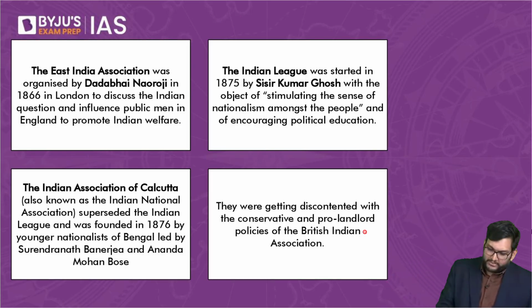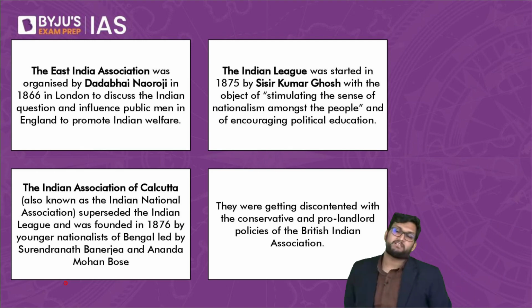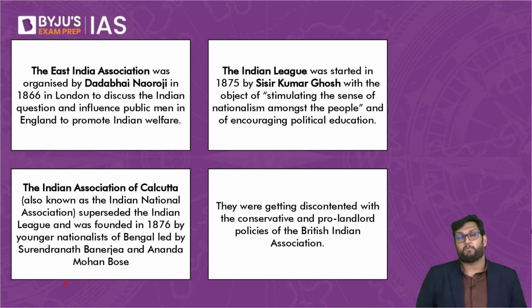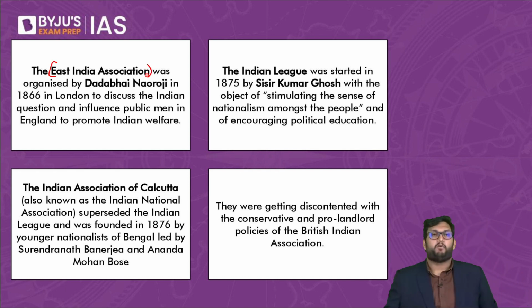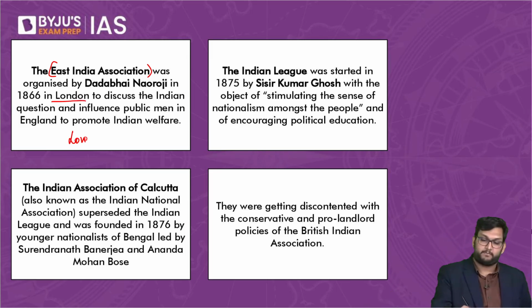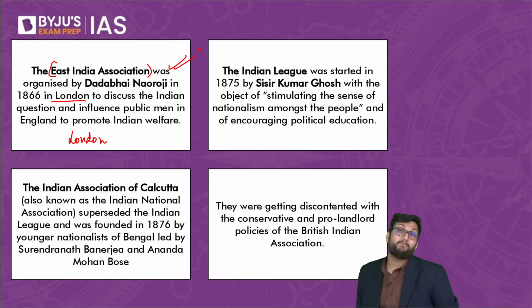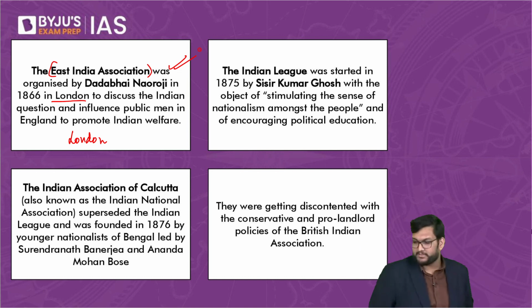Now, the next set of organizations emerged in Bengal, and Bengal was where education spread the most, but the first major organization which will start to expose the British is going to be the East India Association, formed by Dadabhai Naoroji, and not in India, but rather in England or in London. The purpose of that is going to be to question and influence public men to promote Indian welfare. Now you see Dadabhai Naoroji, what he's doing. We'll discuss him very soon under economic nationalism.